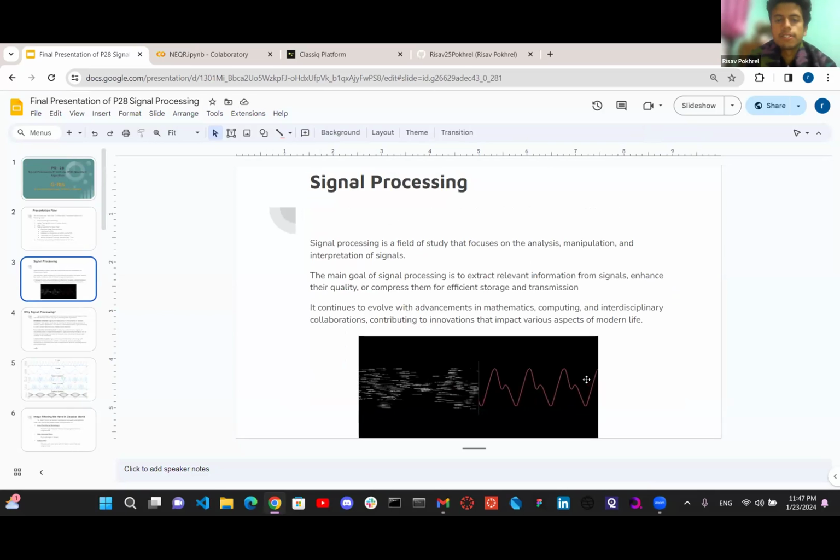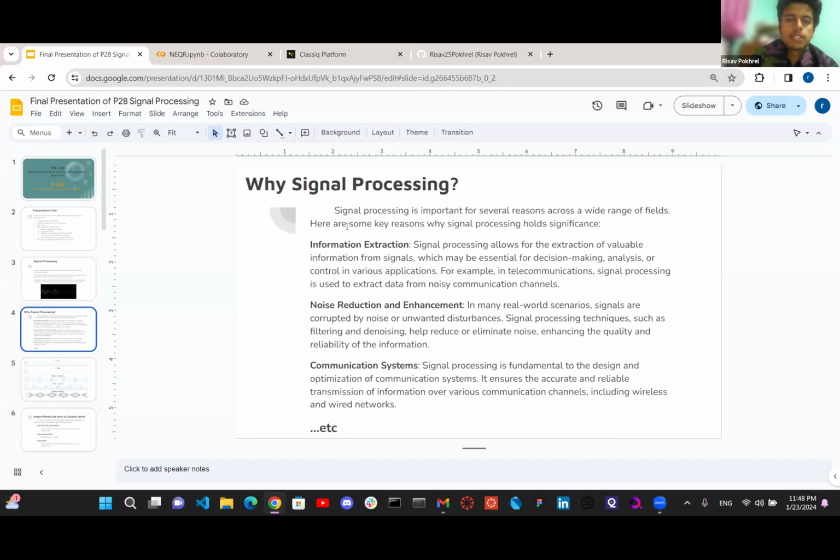Okay, what is signal processing? Signal processing is a field of study that focuses on analysis, manipulation, and interpretation of the signal. Everything that we deal with in our real world is a signal. Here we can see there is noisy information which we have processed to get the desired information.